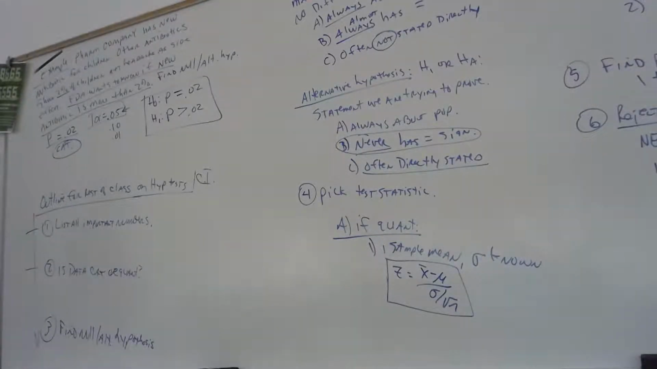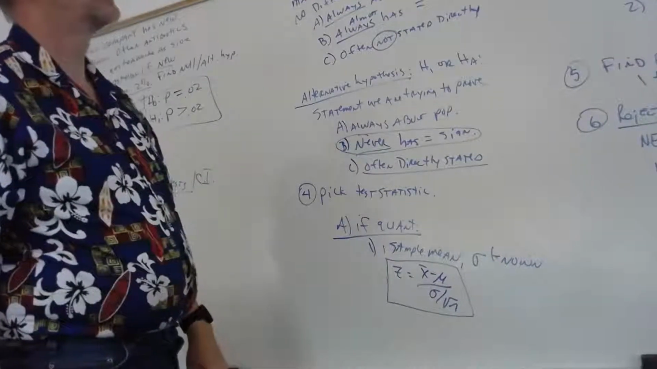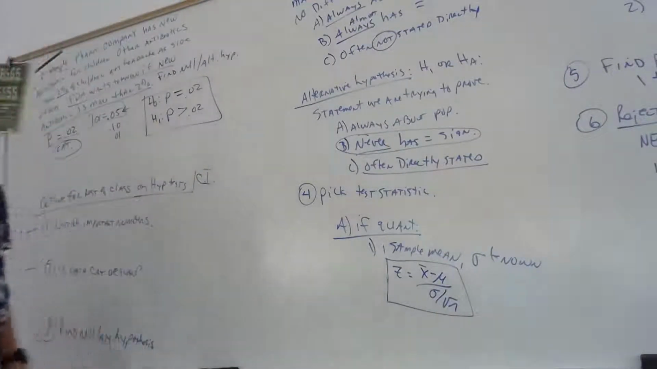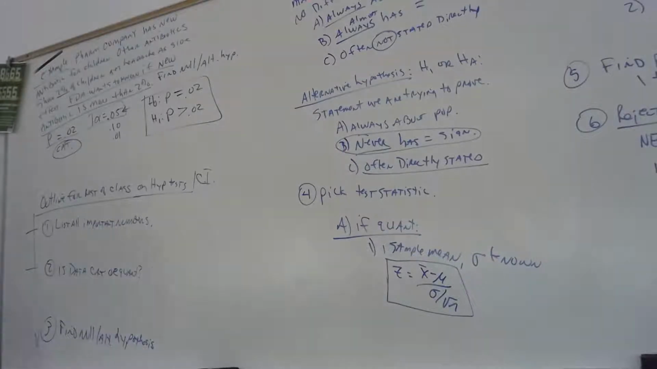Should we do one without a P this time? If we just went over step 7, how would you say this in English? Write the conclusion. What does the FDA want to know? Whether the new antibiotic has more than 2%. So there are two possible conclusions. The new antibiotic does not have more than 2% headaches, or it does have more than 2% headaches. That's exactly what I want you to write.